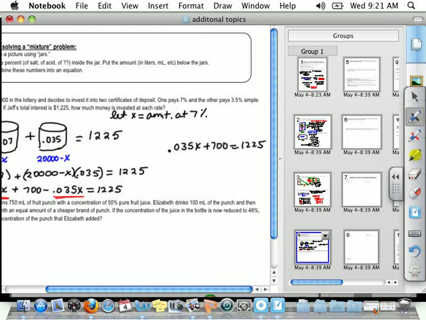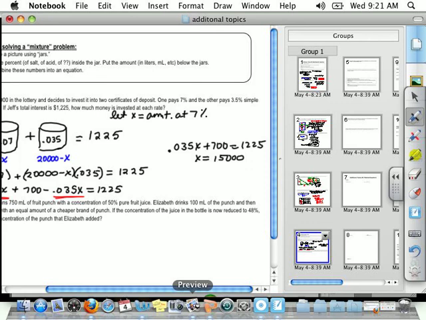Okay, so I'm going to do 1225. I'm going to subtract out the 700. 525. So then I'm going to divide 525 by 0.035. Okay, so x is 15,000. So he put $15,000 in the 7%. Notice I asked how much is in each rate. So you could have let x be either one. I don't know what your x is.